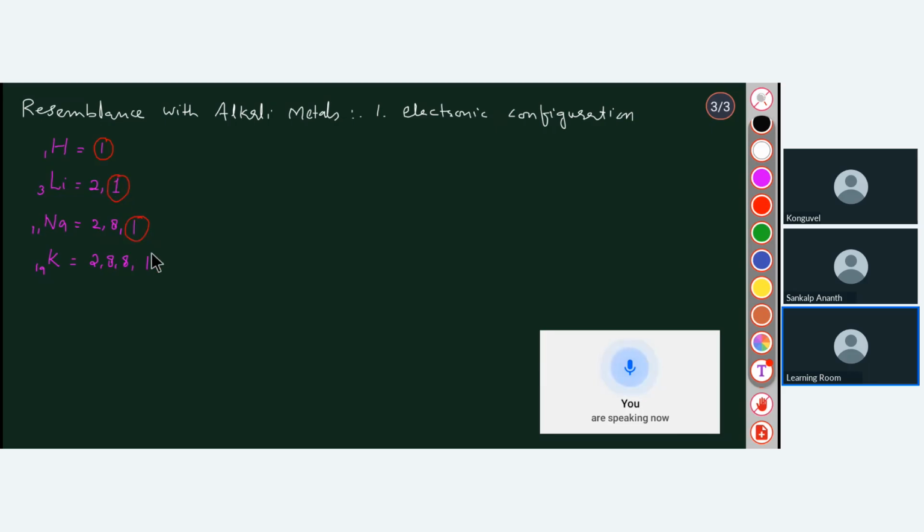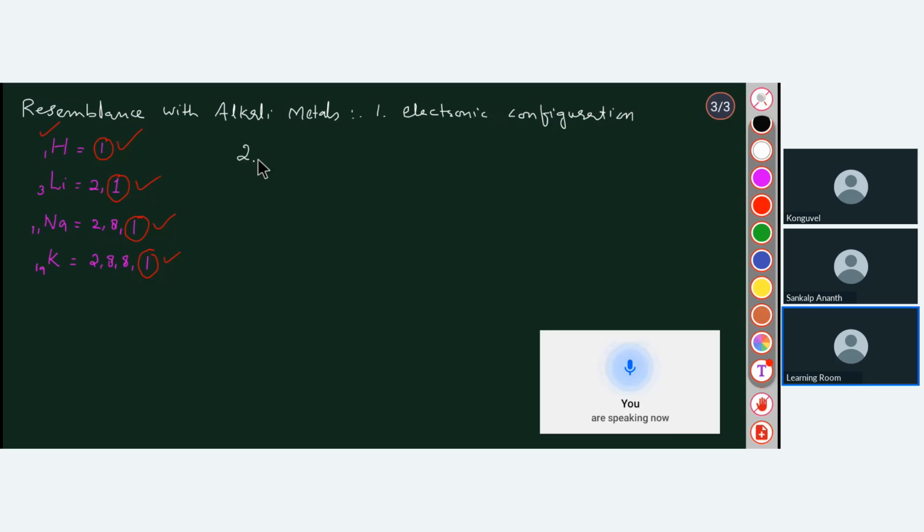Otherwise, hydrogen is a gas and all the others are alkali metals, but still it resembles. That's why we place it in group one, because its electronic configuration is the same as these alkali metals. Hydrogen has one valence electron, and all other alkali metals also have one valence electron. So this is the first resemblance, right? Yes, sir.